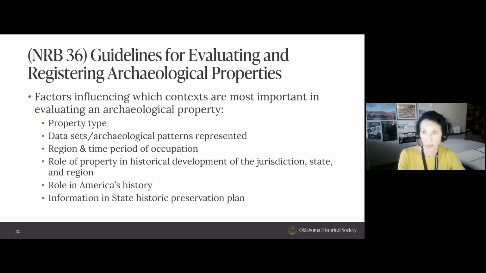Factors influencing which contexts are the most important in evaluating an archaeological property include property type, the data sets or archaeological patterns represented, the region and time of occupation, the role of the property in historical development of the jurisdiction, state, and region, and the role of the property in America's history, and information in the State Historic Preservation Plan.